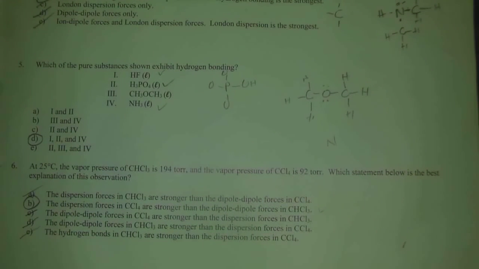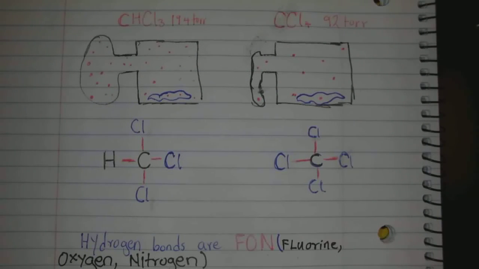B, which reads, the dispersion force in CCl4 are stronger than the dipole-dipole force in CHCl3. B is the correct answer because CCl4, which has London dispersion force, has a lower vapor pressure compared to CHCl3, which means its molecules will not want to separate.